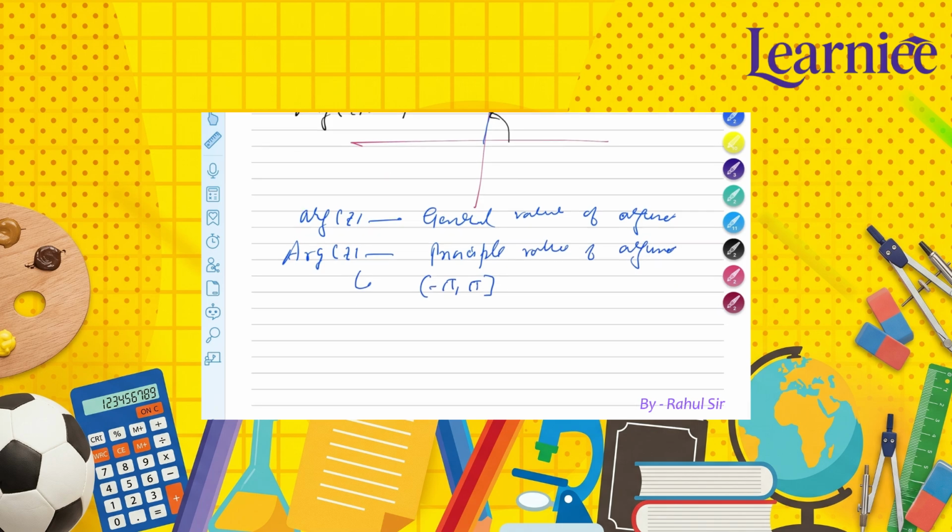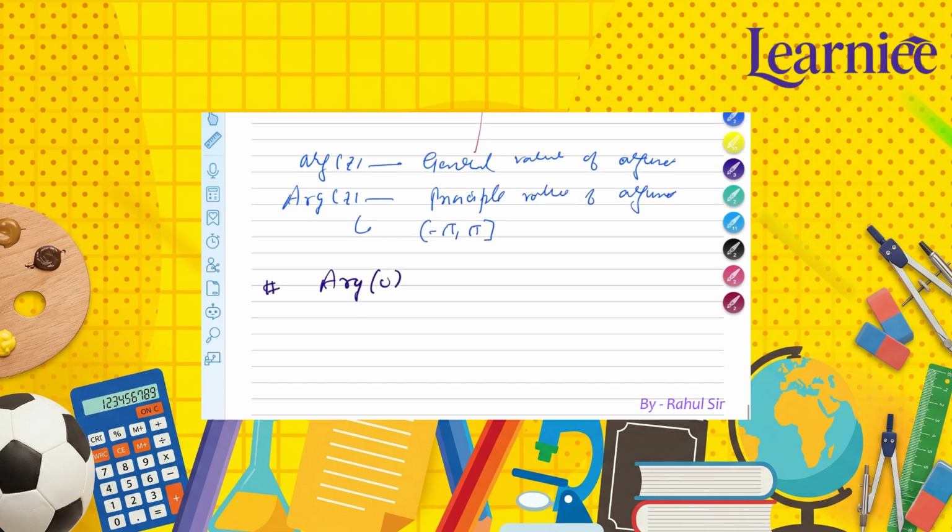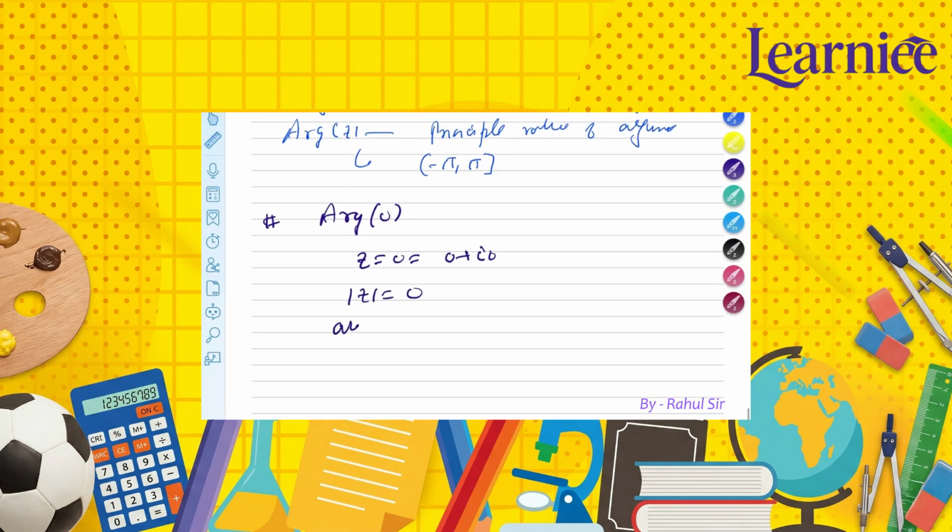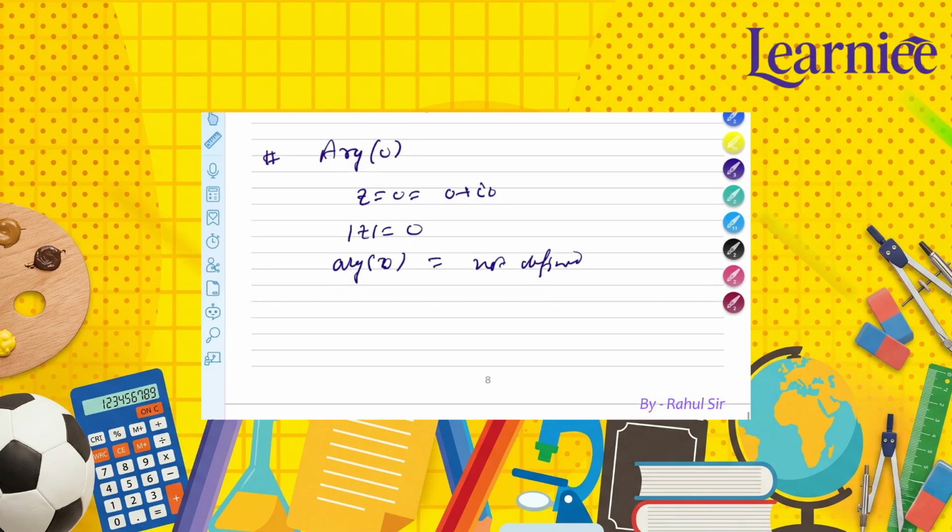One important thing is the argument of 0. Let's write it next time, but let's say the argument of 0. z is equal to 0 means 0 plus i0. The modulus is 0, but what is the argument of 0? The principal argument or general argument of 0 is not defined. Argument of 0 is not defined.